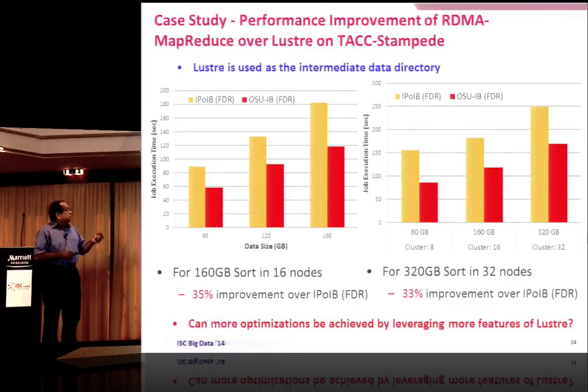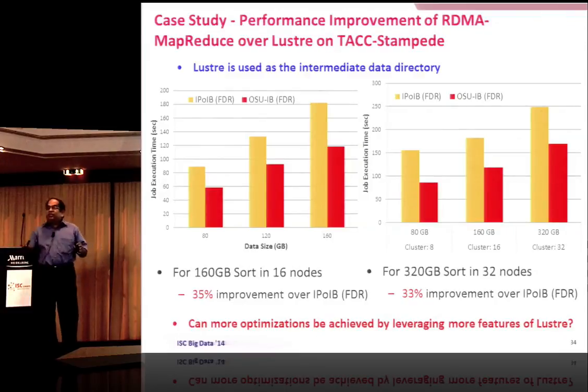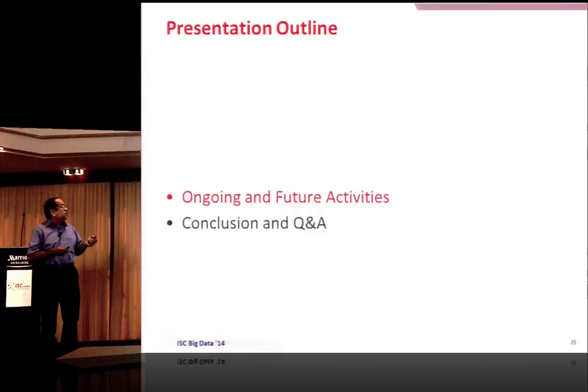The next one is, instead of having the local disk, we put the data in Lustre, which is the shared environment. Here also we see a similar kind of trend: around 35% improvement, and on 320 gigabytes we see around 33% improvement. These are just the basic designs where we move from sockets to RDMA. Of course, there are some advanced designs and optimizations we are continuously working on, trying to take advantage of Lustre features so that we can deliver even higher performance than this.